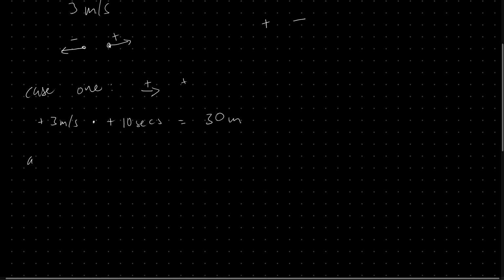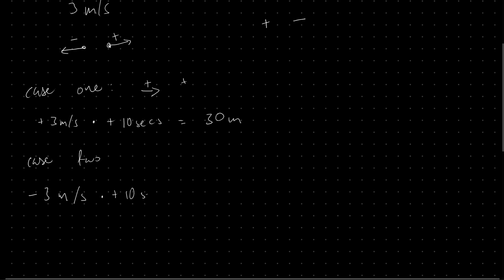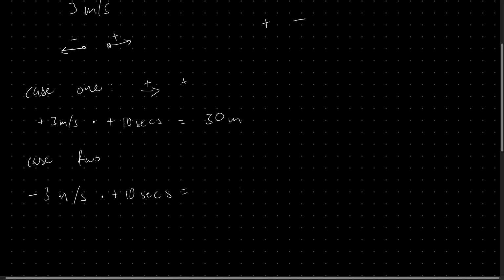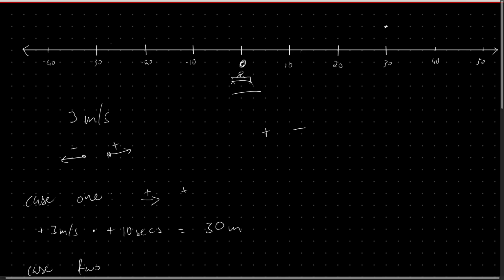Case 2. Now, the cyclist is going to our left. Where will they be 10 seconds in the future? Well, they'll be going in the negative direction, negative 3 meters per second, times positive 10 seconds, because it's in the future. They'll be situated at the negative 30 meter mark. So they'll be situated to our left, 30 meters.